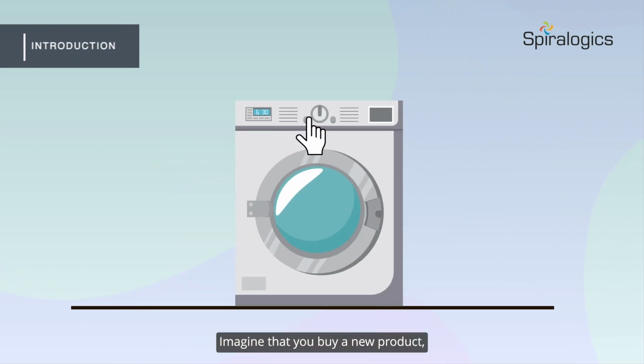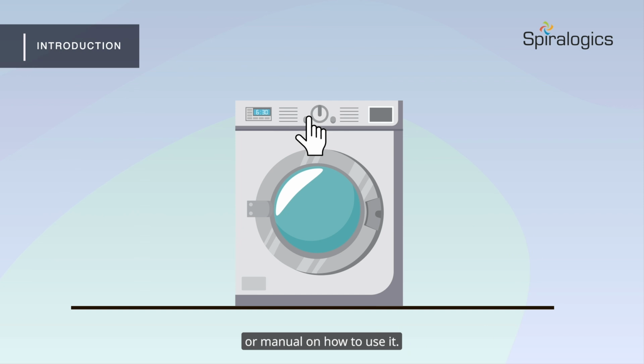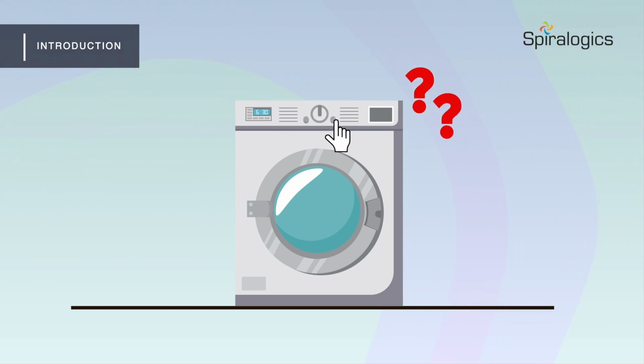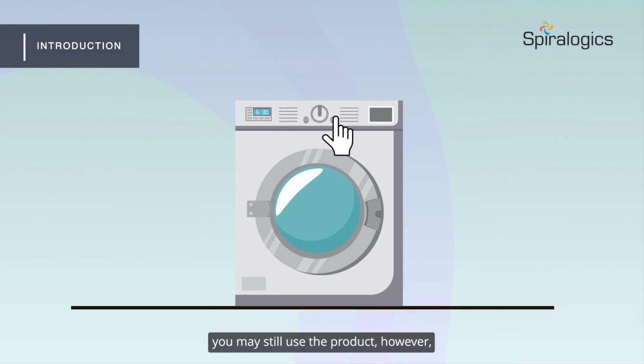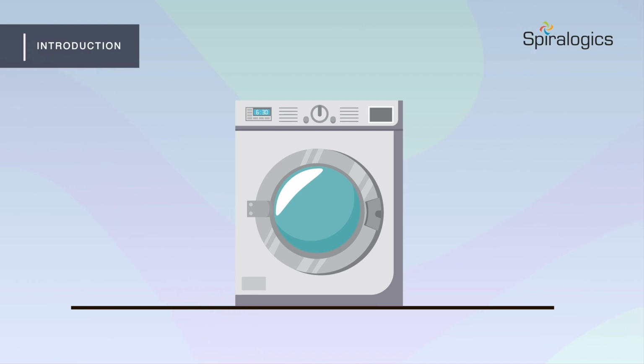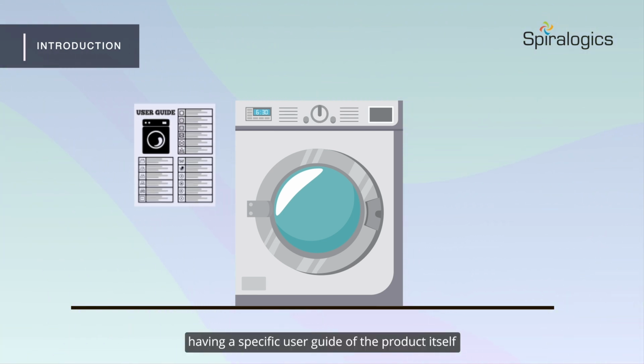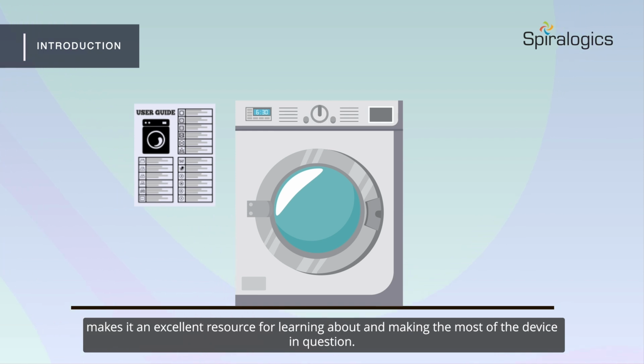Imagine that you buy a new product, but it does not come with any user guide or manual on how to use it. Without full knowledge, you may still use the product. However, you might get stuck in the middle of using it or use it in a wrong way, which might even damage it. To eliminate this, having a specific user guide of the product itself makes it an excellent resource for learning about and making the most of the device in question.